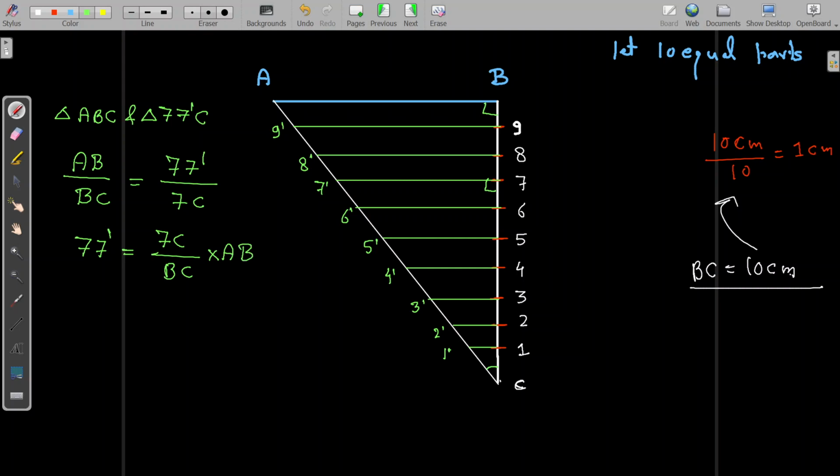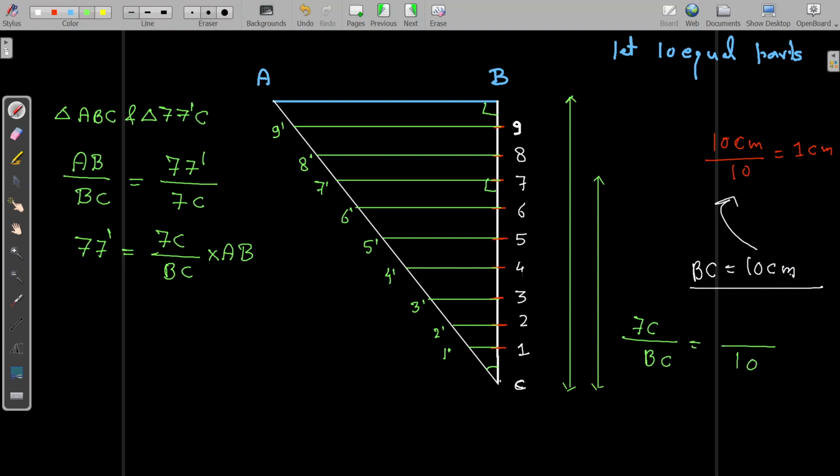Now 7C divided by BC. BC means this distance. Sorry, let me draw it with the help of a straight line. This is the distance BC, and 7C is this distance. In our case BC is 10 centimeter. So if I want to find the ratio 7C over BC, BC is 10 centimeter, and since I have divided it into 10 equal parts, 7C will be 7 centimeter.